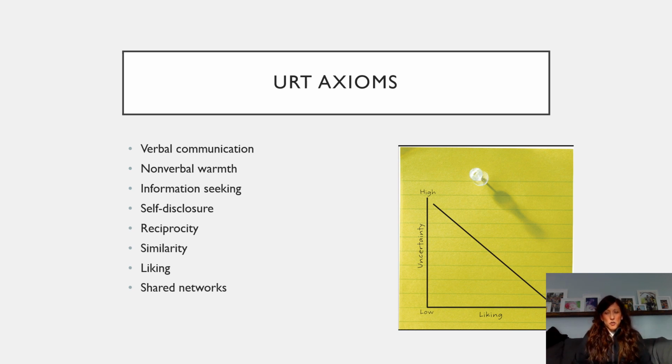All right, we're down to liking. Liking follows similar ideas to similarity. The more you like someone, the less uncertainty there should be. Or you could say it another way: the less uncertainty there is, the more you like someone. And shared networks follows that very same pattern. The more people that you have in common, the more people that you interact with that are in this shared network of yours, the less uncertainty you're going to have. So again, we've got a negative correlation there.